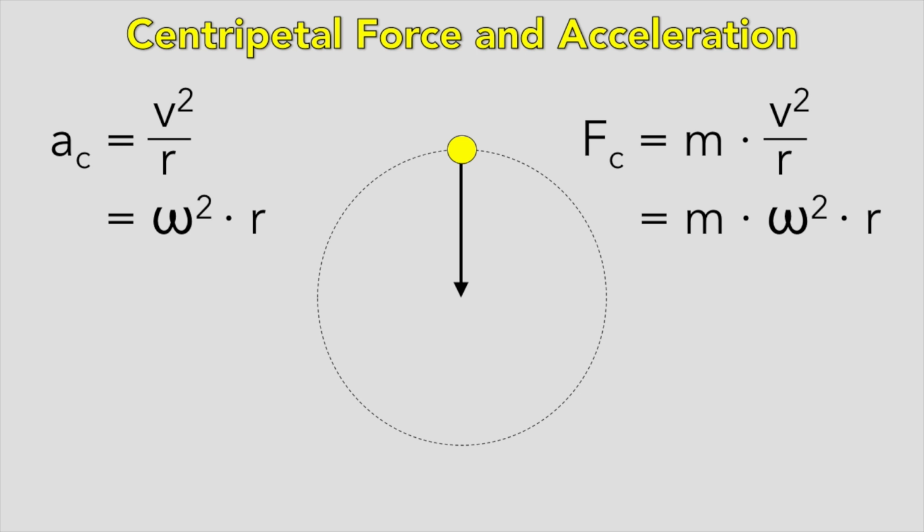Remove this force, and the object would fly off at a tangent. A complete tangent, a straight line. That's how it works. That's what a tangent is.